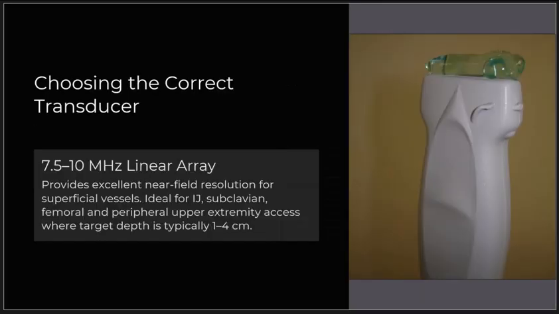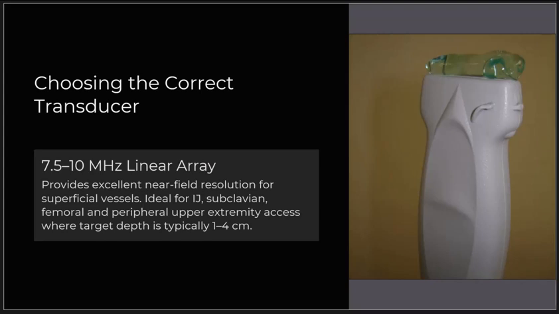So before we begin talking about the different techniques when it comes to vascular access, one thing to keep in mind is making sure you're selecting the correct transducer. So whether you're placing a central line or a peripheral IV, you're going to want to grab that linear array transducer, which typically has a range of 7.5 to 10 megahertz. The linear array provides excellent near field resolution for both superficial vessels and deeper vessels. It is ideal for the placement of an IJ or subclavian central venous catheter.